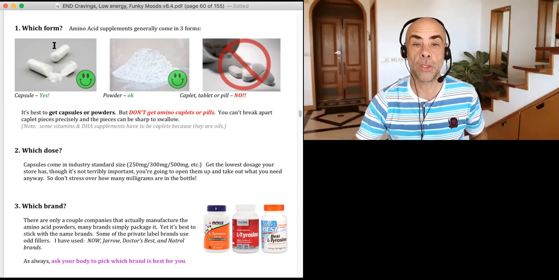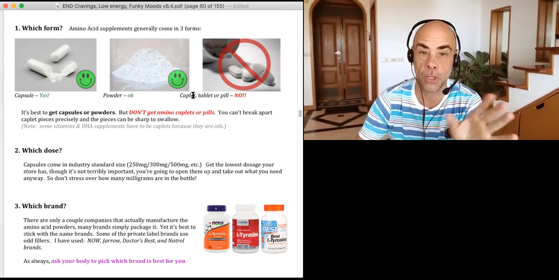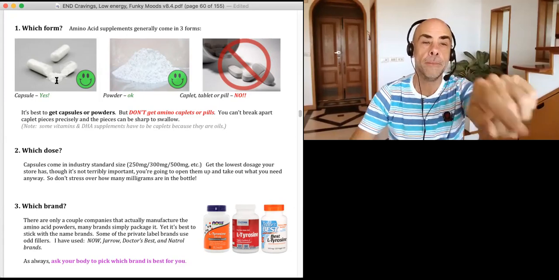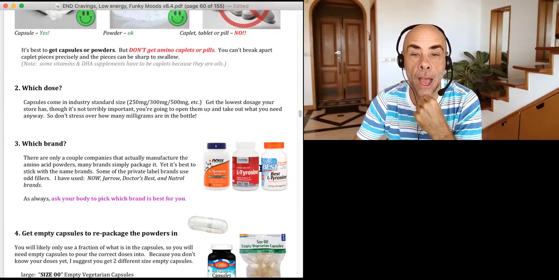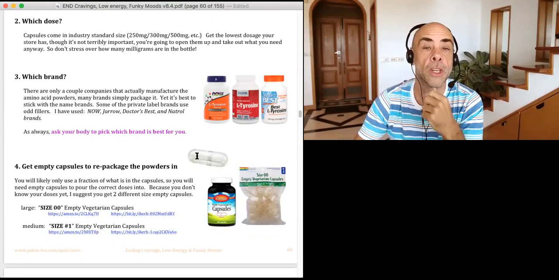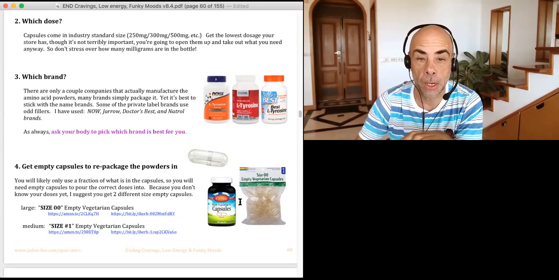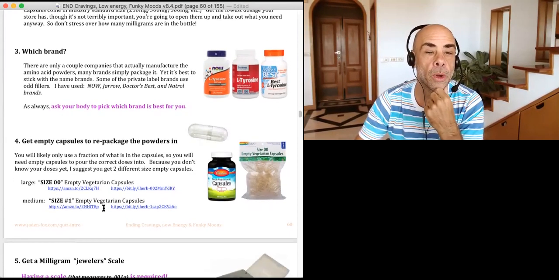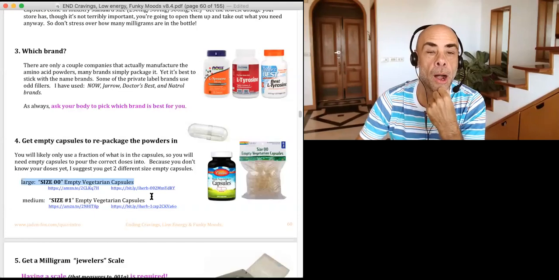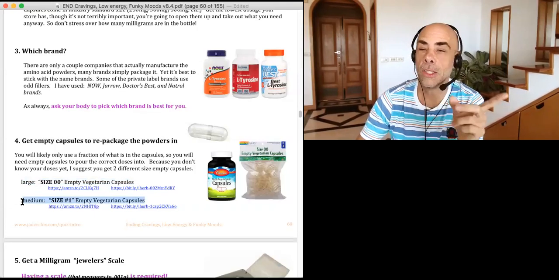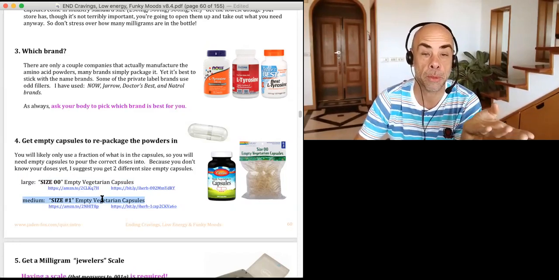Avoid caplets or pills. Some things you can't avoid sometimes, but all the things I give you for the most part are just powder or capsules. Actually, I think I always link to capsules. Name brands are Jarrow, Now, or Doctor's Best. You're going to want to get empty capsules. You can buy them in a local store sometimes, or online in a bag. I recommend starting with size 1 and size 00. If you want to get just one to start, get size 1, because most things you can do with size 1 capsules.